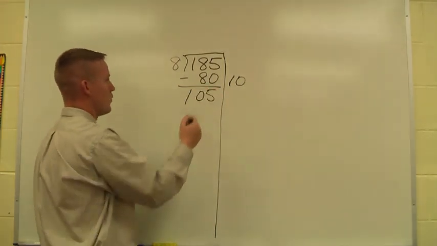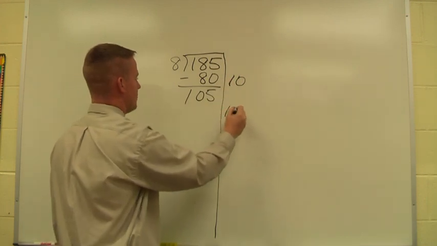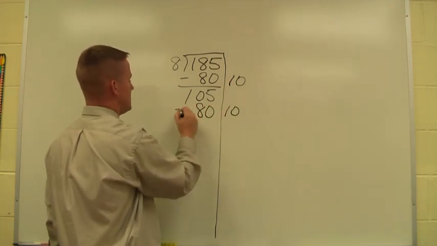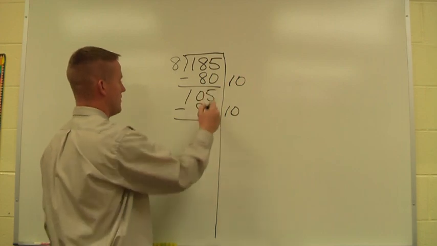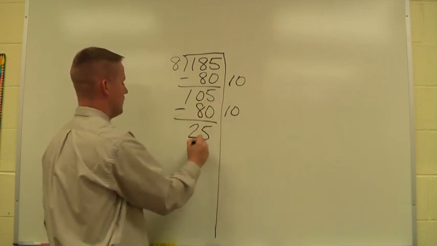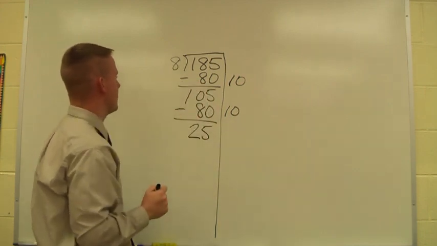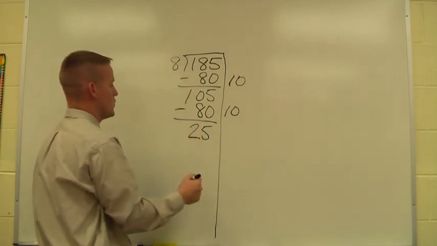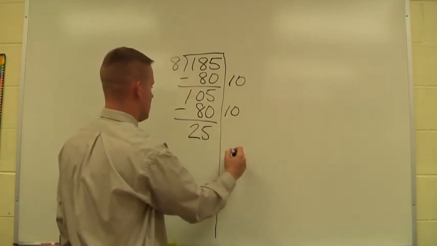And now I look at it again. I have 105. I can go 10 times again. So I simply do it a second time. 5 minus 0, 5, 10 minus 8, 2. Now I can't go that many times again, so this time I think 8 into 25. I can go 3 times.